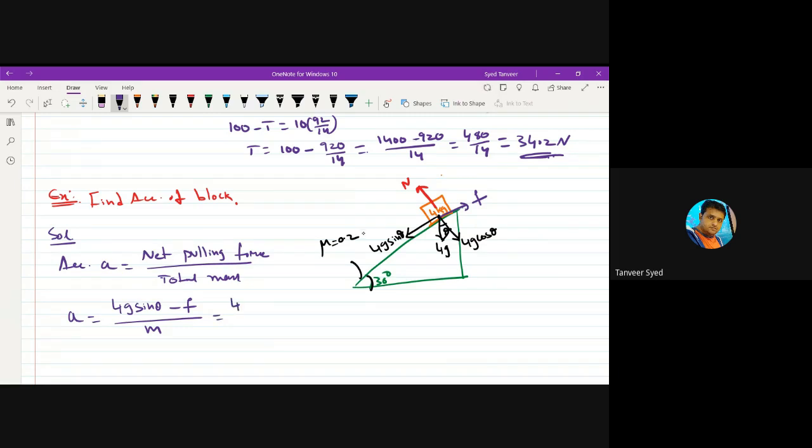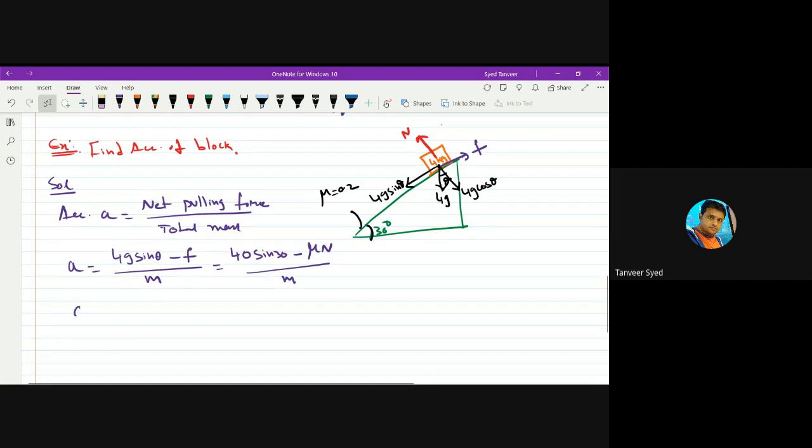4g sin theta, 4g is 40, sin theta is sin 30, minus friction. How much is friction? Friction is mu N. So 40 sin 30, sin 30 is 1 by 2. So 40 by 2, 20, minus mu, which is 0.2, into N. Normal reaction, how much is normal reaction? Normal reaction is equal to 4g cos theta.